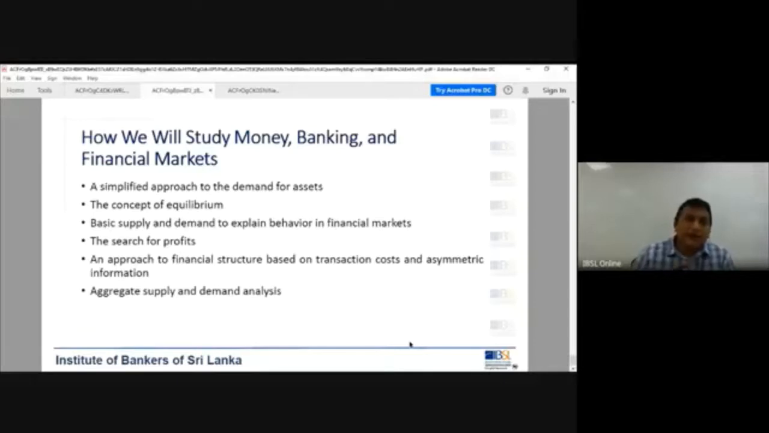So these are the elements that we would be looking at. You probably see the financial crisis. The financial crisis occurs simply because of the magnification of this asymmetry in the markets. Market participants do not have information, and this gets very, very magnified at times of financial market difficulties. And we will look at a brief aggregate supply and demand analysis.